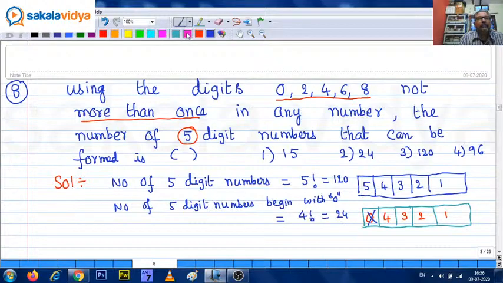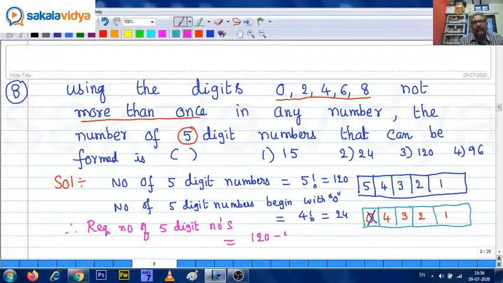Therefore, the required number of 5-digit numbers is equal to 120 minus 24. So answer is 96. That's why the fourth option is the right option. Understood all of you? Don't write the direct answer 120, it is not correct. It's incorrect. So 96.